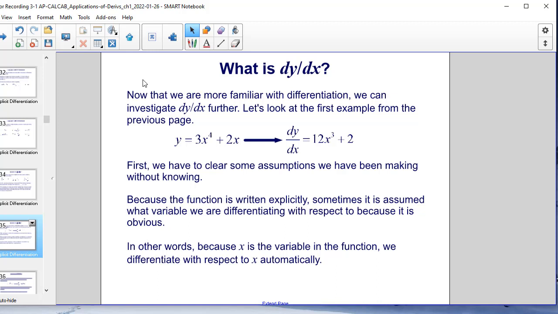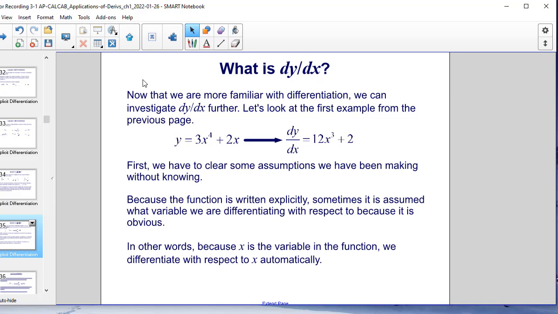Continuing our discussion, what is dy dx? Now that we are more familiar with differentiation, we can investigate the notation dy dx a little further. Let's look at the first example from previous discussions. y equals 3x to the fourth plus 2x has given us a derivative dy dx equal to 12x cubed plus 2. First, we have to clear up some assumptions that we have been making without knowing.